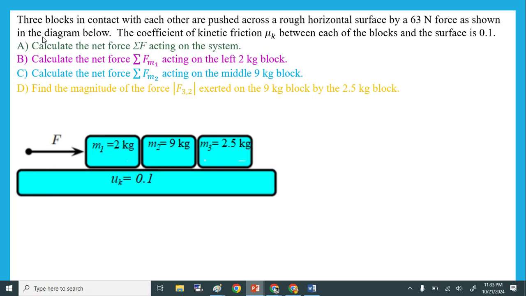So here in this particular problem, we have a system of three blocks, M1, M2, and M3 from left to right. M1 here is 2 kilograms, M2 is 9 kilograms, and M3 is 2.5 kilograms. And they all sit across a rough surface, which the coefficient of kinetic friction is given to us as 0.1. Alright, so if you need to, pause the video, read the different parts. Let's crack this problem out.